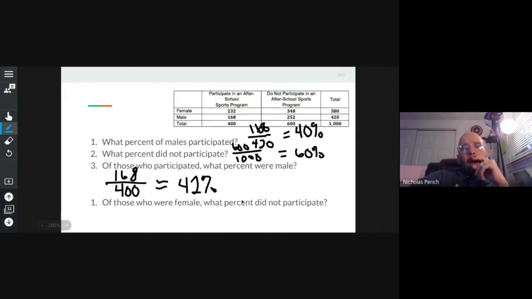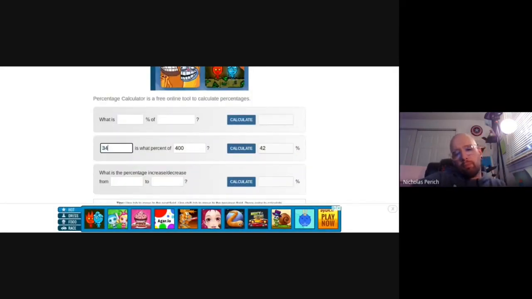Of those who are female, so my new total is 580 because female is 580. What percent did not participate? So that's 348. So 348 out of 580 is 60%.